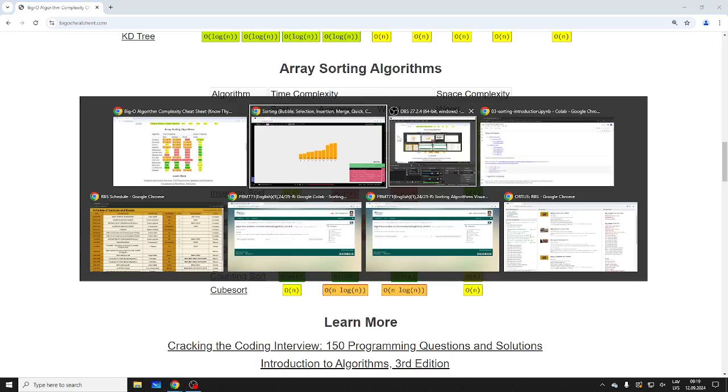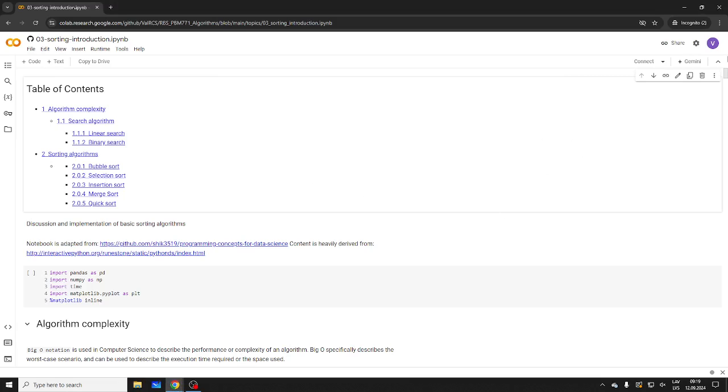Okay, so let's look at the implementation, how we could do it ourselves. I think I still have it. Let's connect.